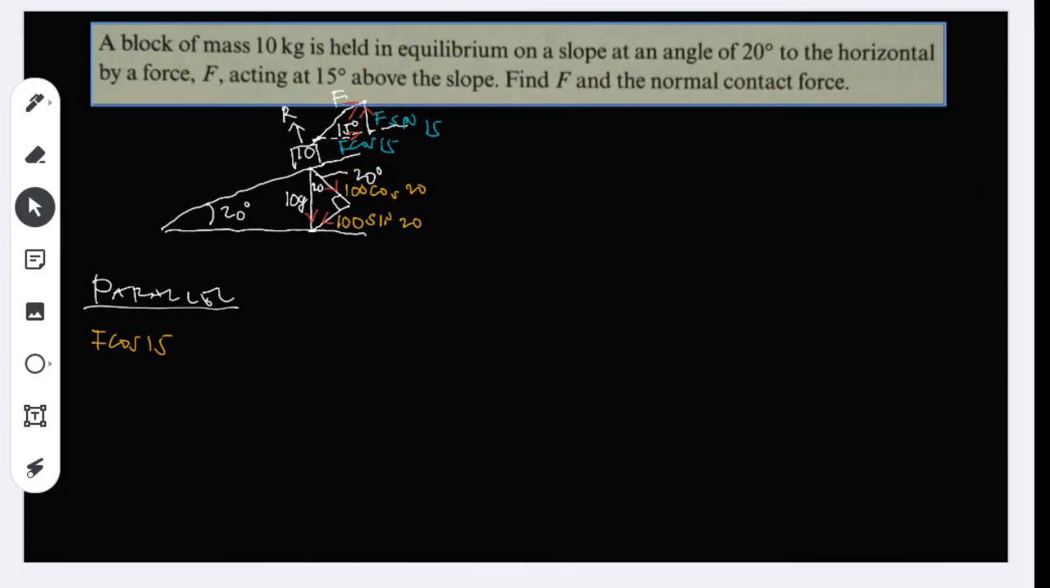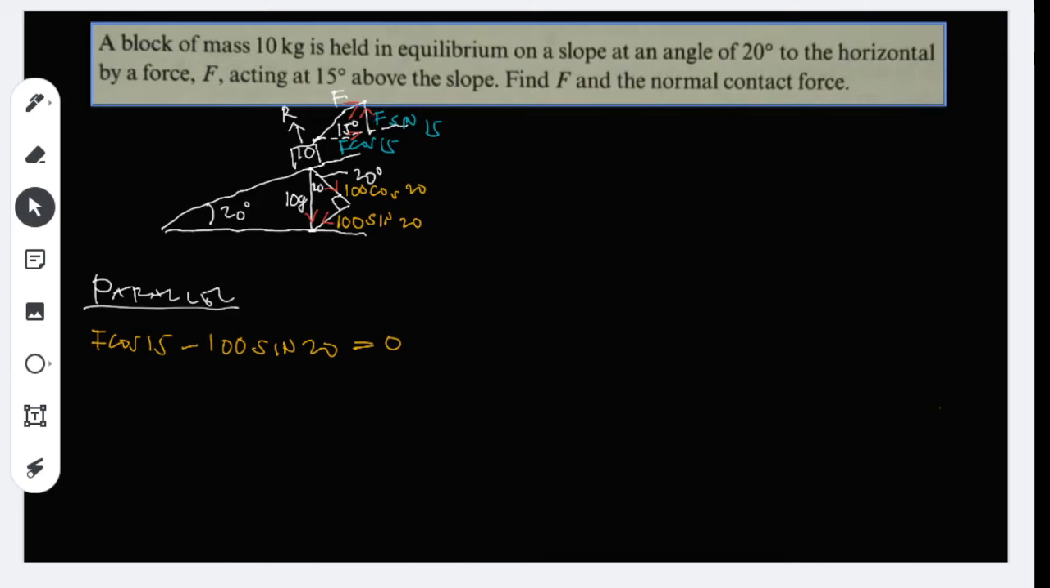And then what else? The other one will be minus 100 sine 20. Okay, let us show 100 sine 20, equal to 0. Why equal to 0? Because there is no acceleration. If you multiply the mass by 0, that will be 0. So this is your force, the component that is going to the left, and this is the one that is going to the right side. So let's try to solve.